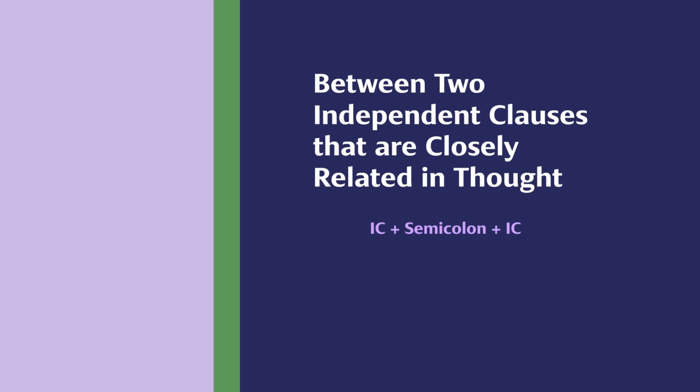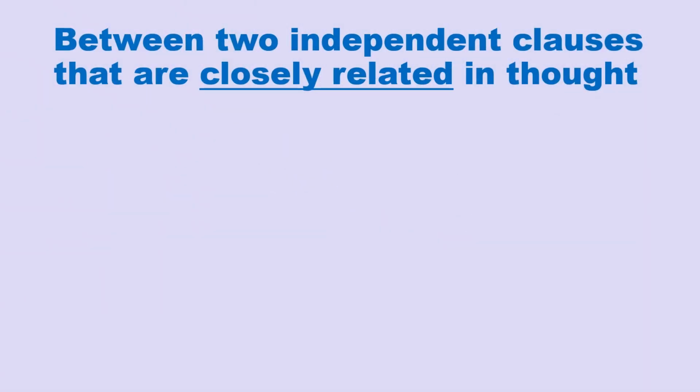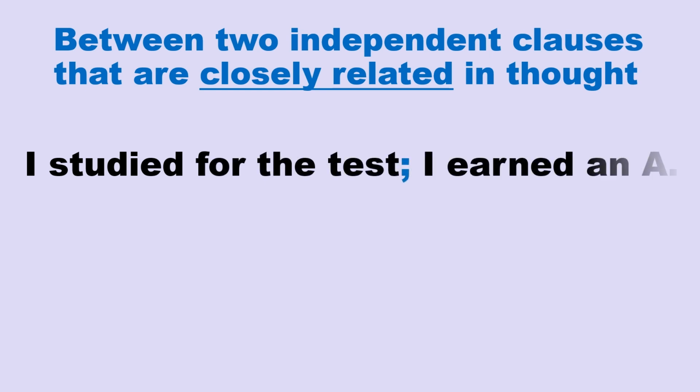Let's begin with our first opportunity to use a semicolon: between 2 independent clauses that are closely related in thought. IC plus semicolon plus IC. Take a look at this sentence. I studied for the test; I earned an A. Notice that there is a semicolon between the 2 independent clauses. These ideas are closely related. If you study for the test, hopefully you'll earn an A. Makes sense?